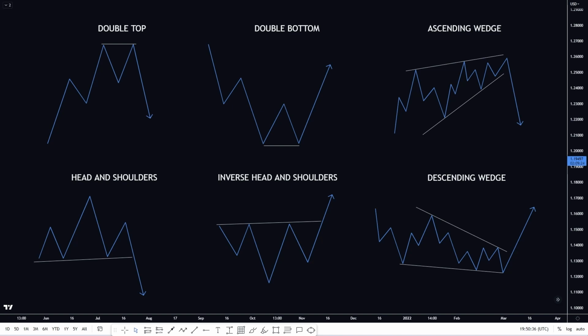The inverse of the double top is the double bottom. This is exactly the same but the other way around. With a double bottom, you need to be looking for descending price action, some kind of bearish trend, and then you'll see that rejection of the same price level before a move higher.